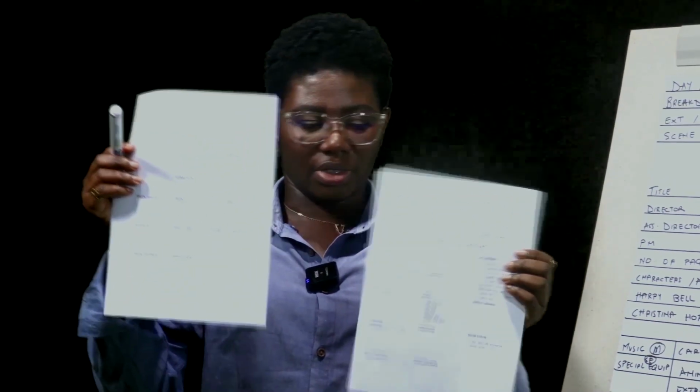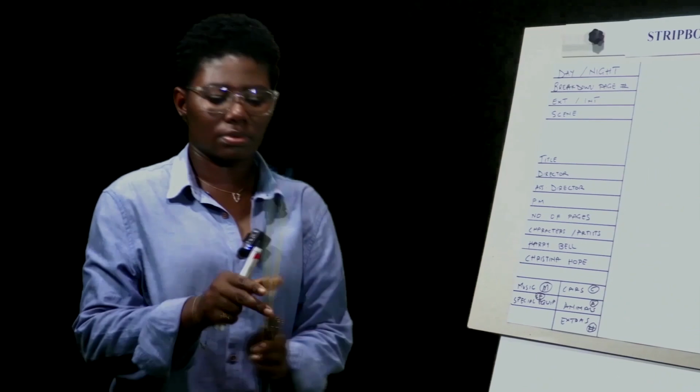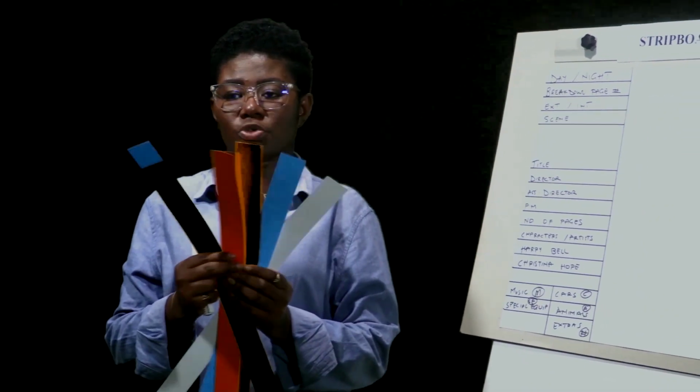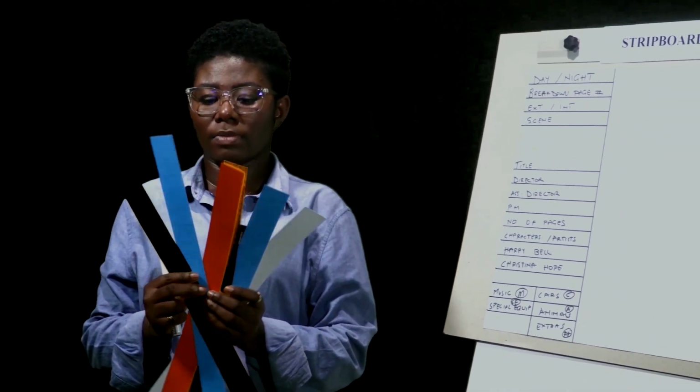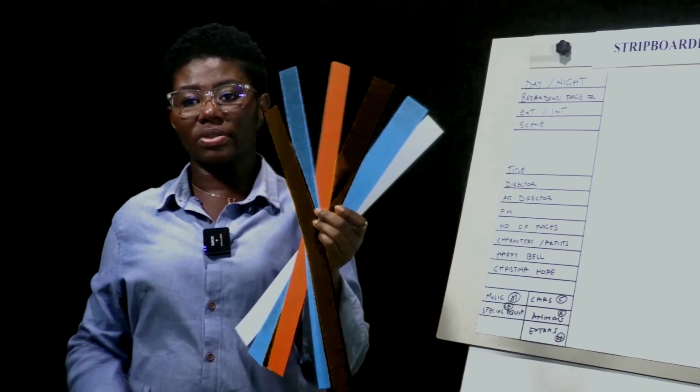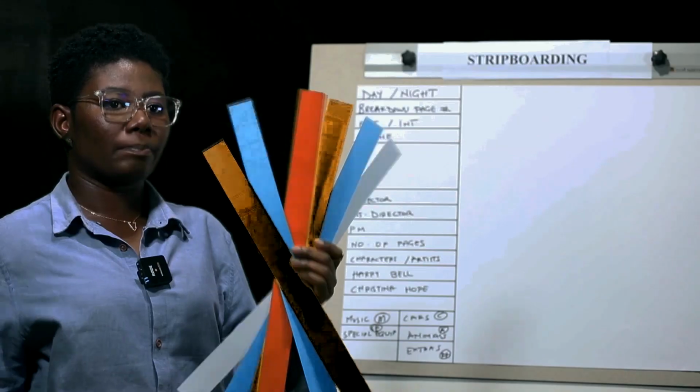This is a filled out breakdown sheet, and there's an empty breakdown sheet. So this is information that when you have, it could help you do your stripboard. Examples of the strips we'll be using for today's demonstration. And these are the color-coded strips I mentioned earlier.